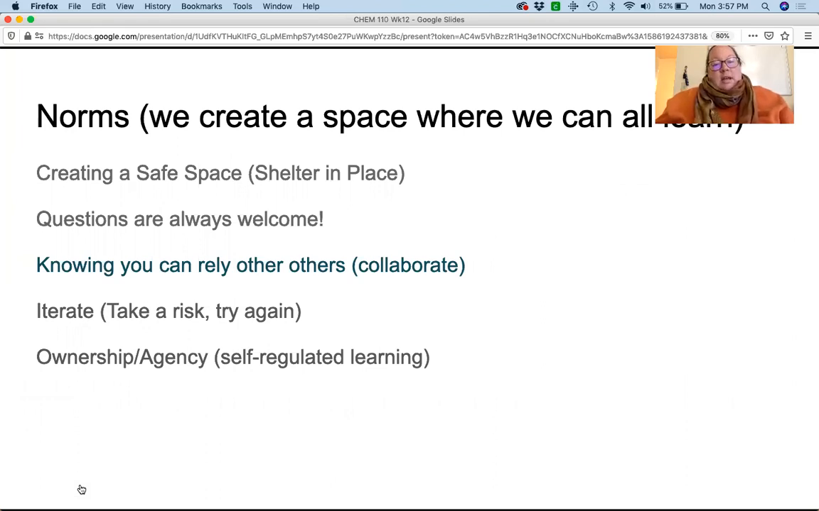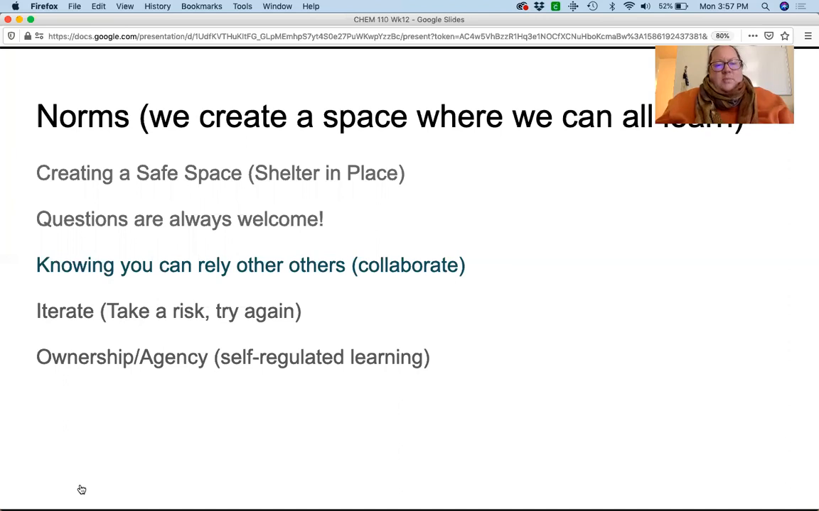Knowing that you can rely on others and collaborate is key. So there are tools like Zoom or Google Meets or Hangouts or even a cell phone that sometimes can be really great resources as you're trying to problem solve. This is what scientists do all around the world as they're trying to come up with solutions for the COVID-19 virus. And then iterating, taking a risk and trying again. If it doesn't work the first time, that's okay. We really want you to take what you know and then apply that knowledge to your next attempt.